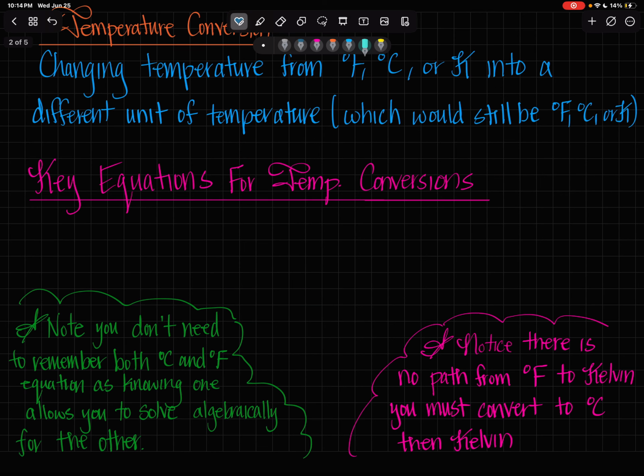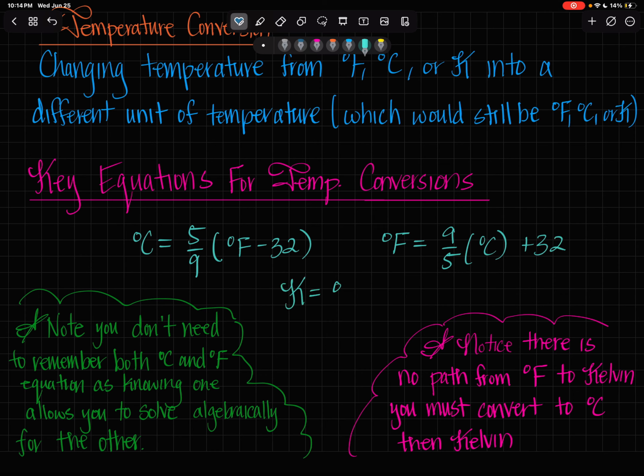There are key equations for temperature conversions. The first one is degrees Celsius equals 5/9 times the difference of degrees Fahrenheit minus 32. The second is degrees Fahrenheit equals 9/5 times degrees Celsius plus 32. And the last is Kelvin equals degrees Celsius plus 273.